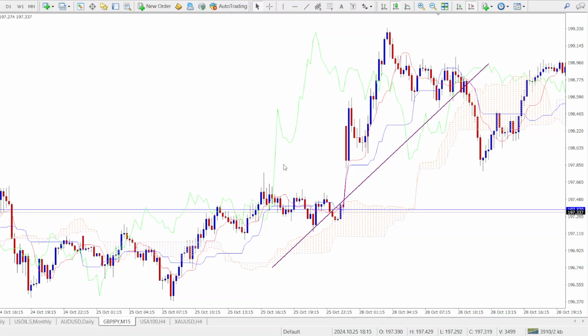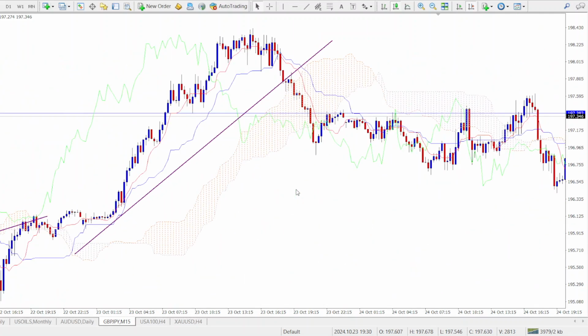Dynamic support and resistance zones. Okay, so for scalpers, the edges of this cloud are especially important for determining entries and exits. Now, the cloud's thickness also plays a role. Thicker clouds suggest stronger trends.